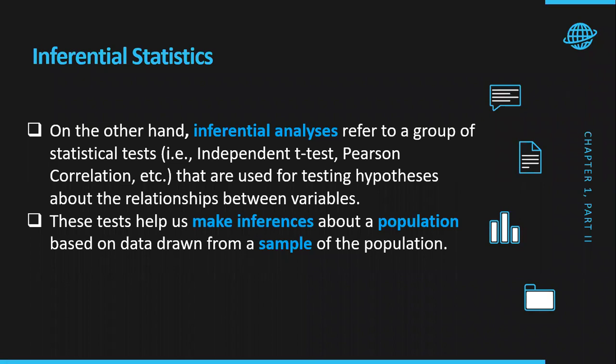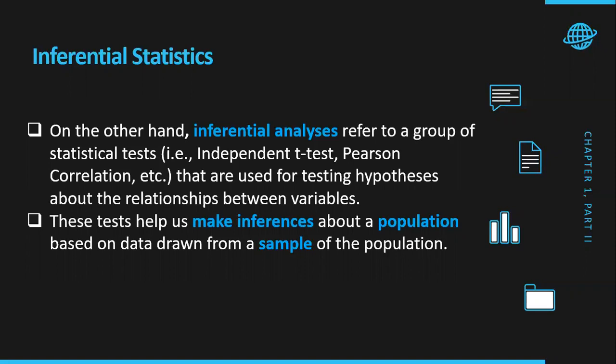Now, inferential statistics, on the other hand, refers to a group of statistical tests that are used for testing hypotheses about the relationships between variables. Okay, so this is where, in our inferential unit, we will begin to talk about these various statistical tests, and they include things like independent t-test, Pearson correlation, analysis of variance. So these are all of the various different tests that a researcher can draw upon in order to test hypotheses about the relationships between variables.